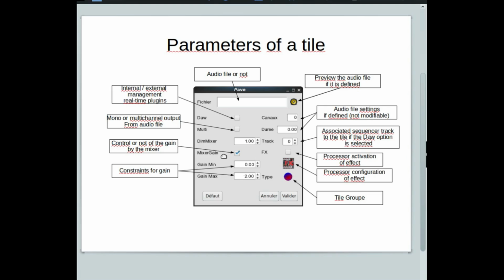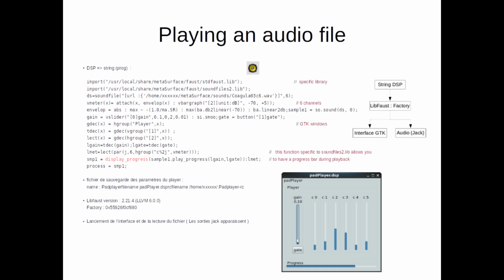If you uncheck mixer gain, the tile's gain will no longer be dynamically modifiable by the mixer. On the other hand, the plugin settings remain modifiable. Here you have the DSP code generated for a simple read of an audio file. The audio file used has 6 channels, so in simple read it creates 6 outputs in Jack.